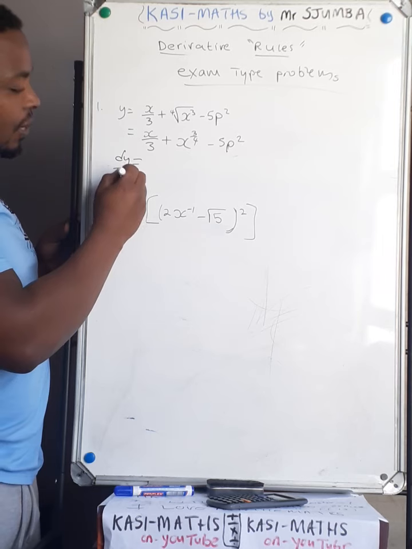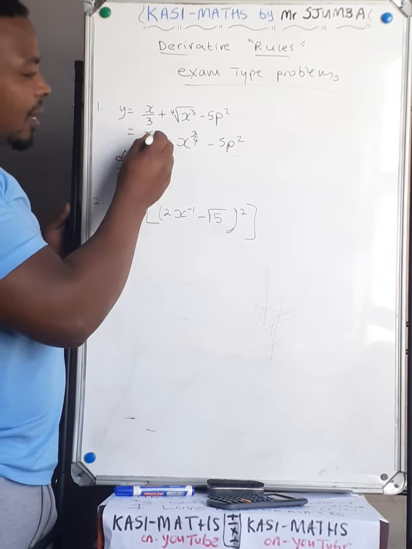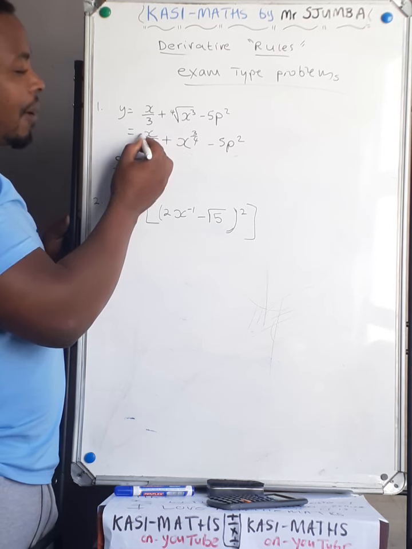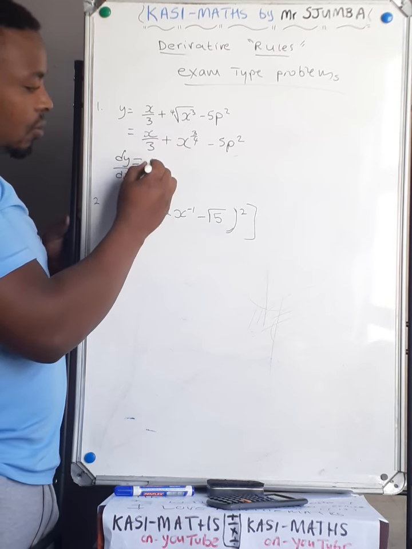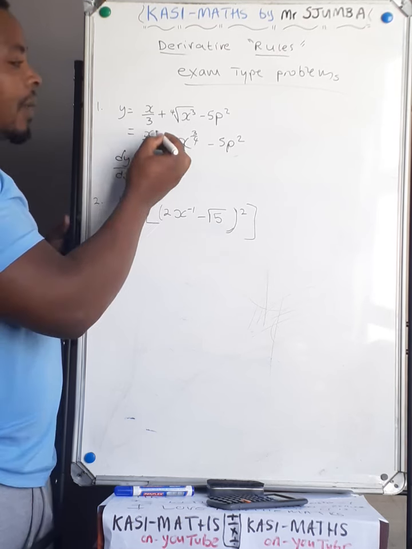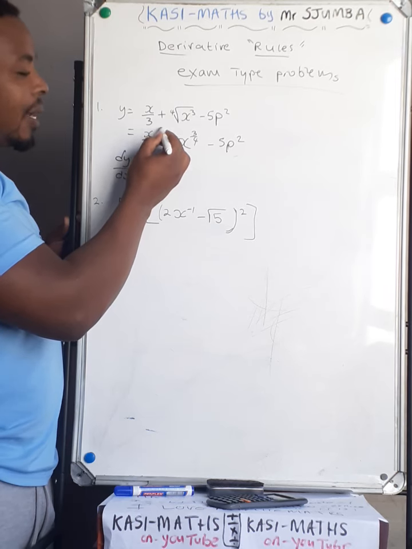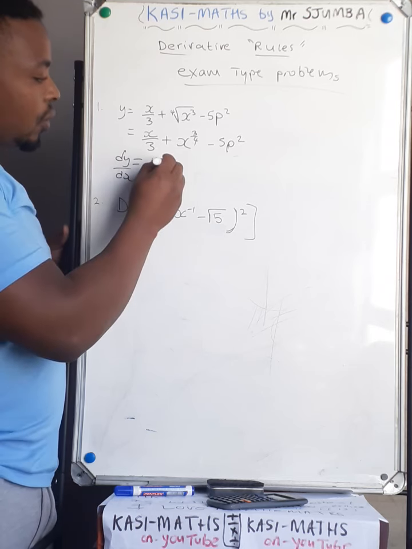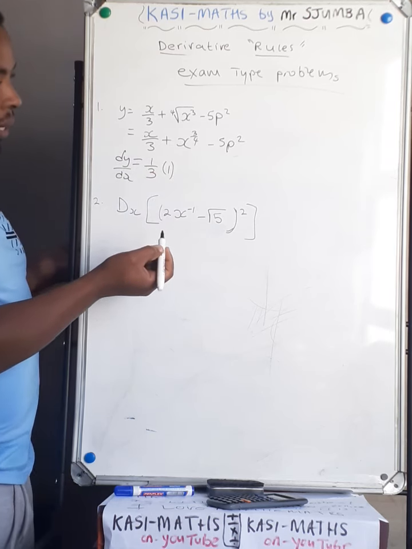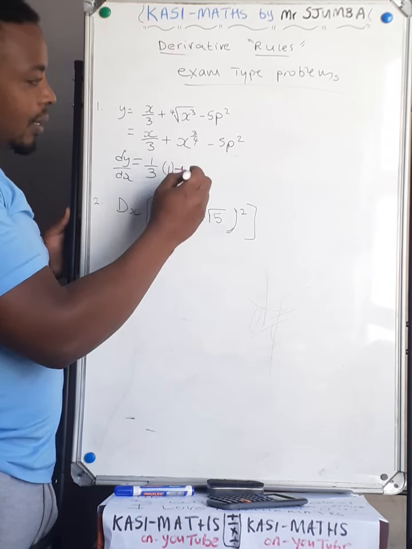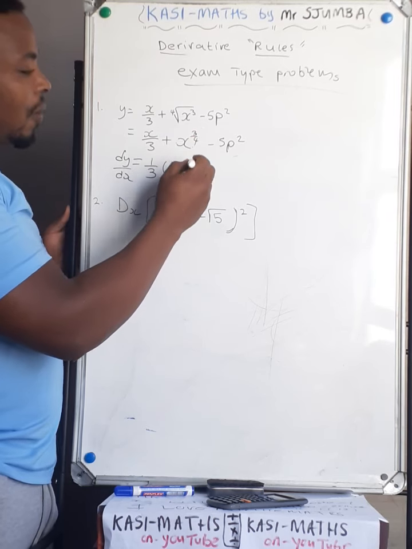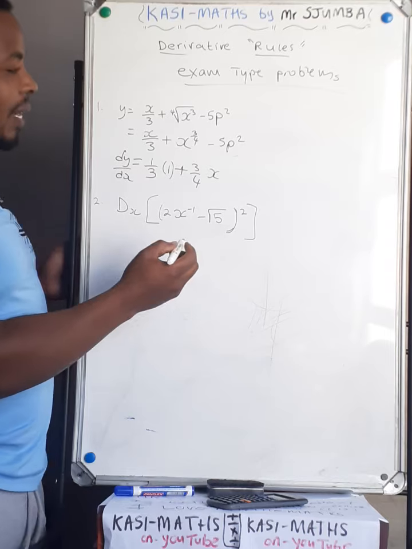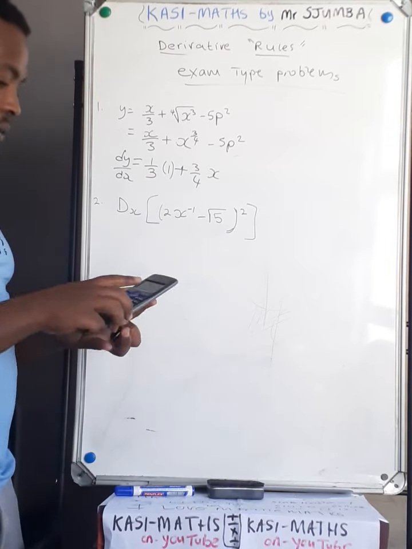So must derive, we write dy dx. Must derive a law. It's like 1 multiplied by 1 over 3. So we know 1 over 3. Then lapha 1 minus 1 is 0. So we're going to have x raised by 0, which will just give us 1. Then plus 3 over 4 multiplied by 1. So it's going to be 3 over 4. Then we're going to have x, 3 over 4 minus 1.